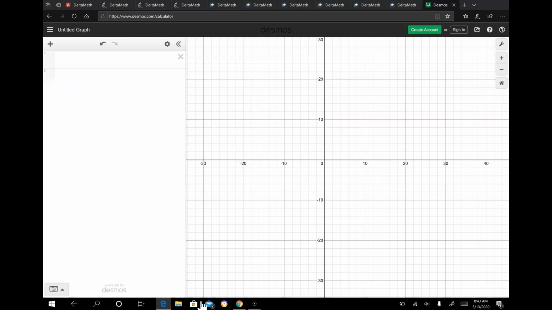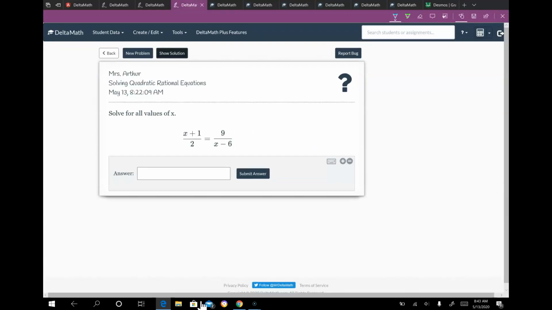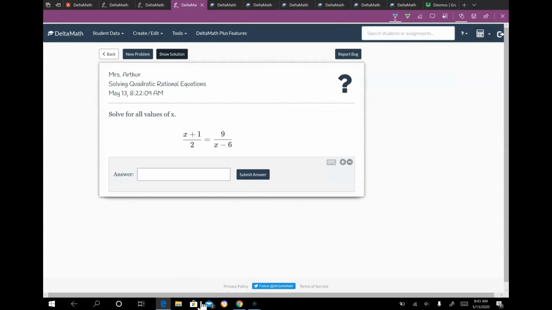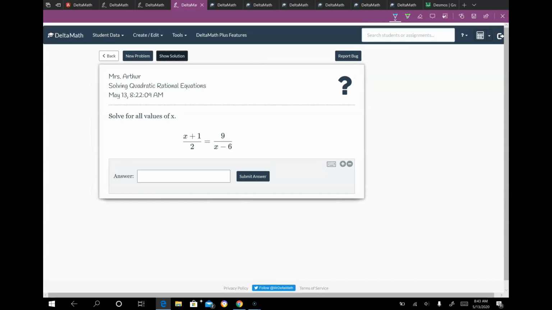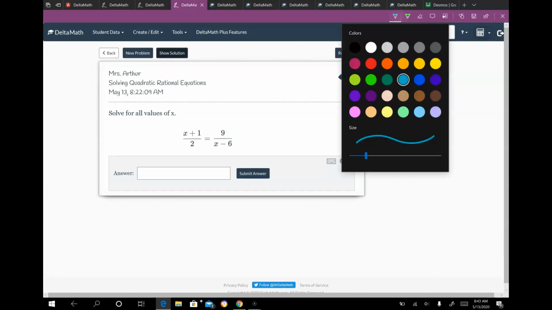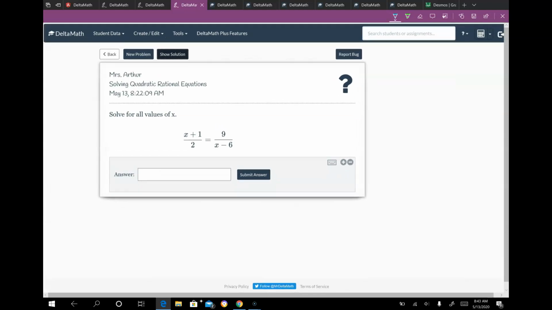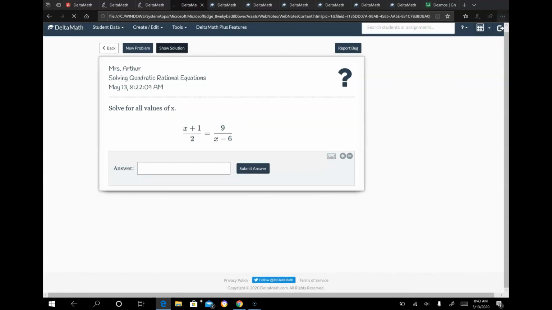So remember, left-hand side. Whoops. I don't know why it's not letting me write. Oh, that's on. Okay, here we go. Okay, this is just not working. Let's exit it.